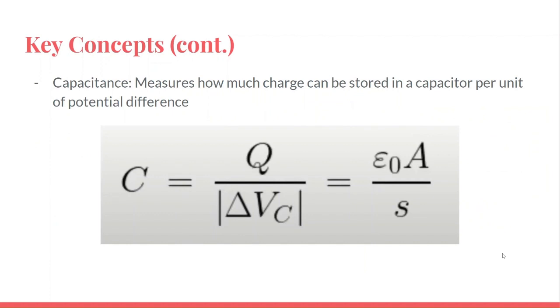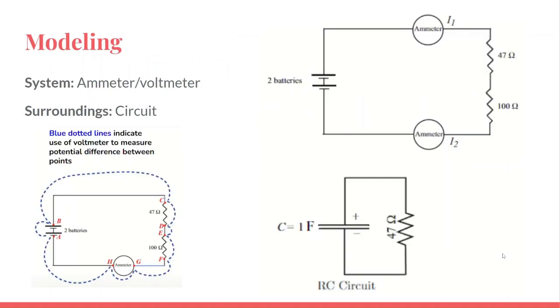So capacitance, this is a measure of how much charge can be stored in the capacitor per unit of potential difference. It's also equal to epsilon naught times A over s. So with the model, the system is basically the ammeter or the voltmeter. It's, I guess, both in this case. And the surroundings, it's like the circuit itself, as pictured below.